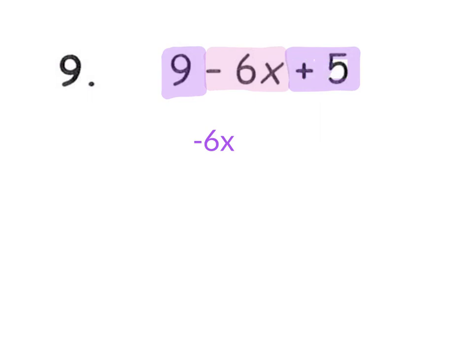So the 9 plus 5, remember you need to highlight these or color them with a crayon. Make sure that you're doing that. It's going to be very important that we always highlight our like terms to help us keep them straight. So then the 9 plus 5 gives us 14. So my answer here is negative 6x plus 14.